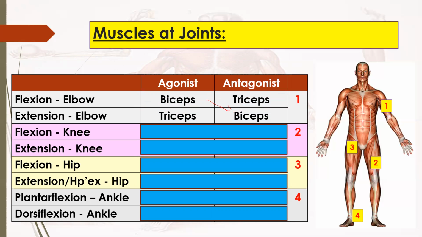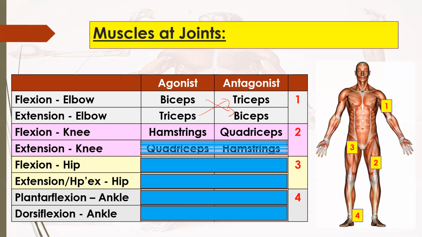So biceps here. See how that just changes. Once you've established what one is, you should find it quite straightforward to get the other one correct. We'd also done flexion of the knee on the previous slide. So again, it's just swapping it over.